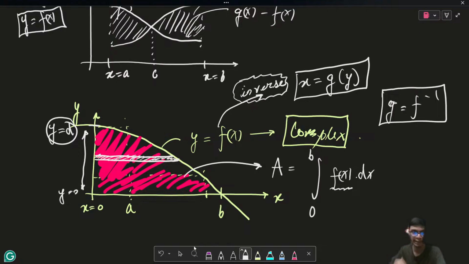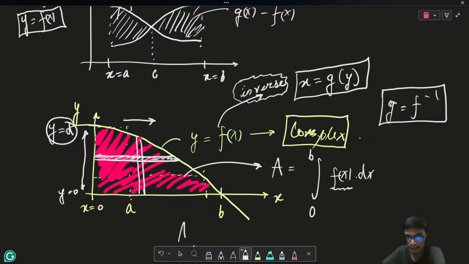So what I'm trying to say is that sometimes getting the area with respect to dx, making the strip along the x-axis and finding the area in this manner, might be difficult. What we observe is that the inverse of that particular function is easier to integrate. So when the inverse is easier to integrate, I will simply invert that function, and instead of finding the area with respect to dx, I will do it with respect to the y-axis, right?